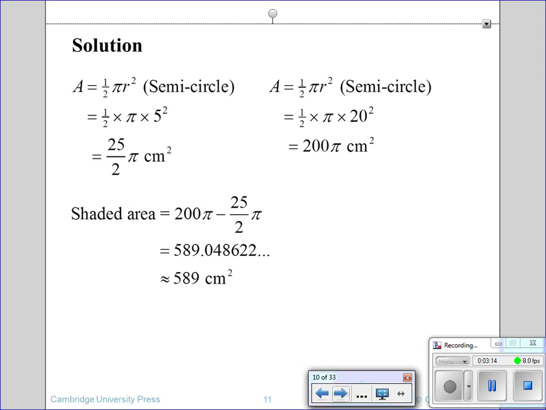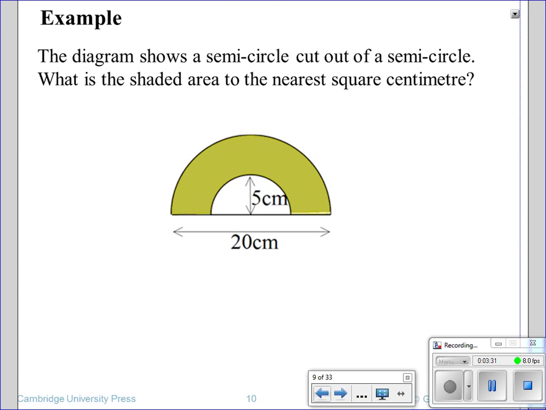So here's our semicircle. We're going to use r equals 5 for the little one, and in the big one, we're going to use r equals 10. Going back and having a look, we've got our radius of 5 for our small circle, and we've got a radius of 10. Now it's 10 because we need to cut that in half, because we only want the radius, not the diameter.